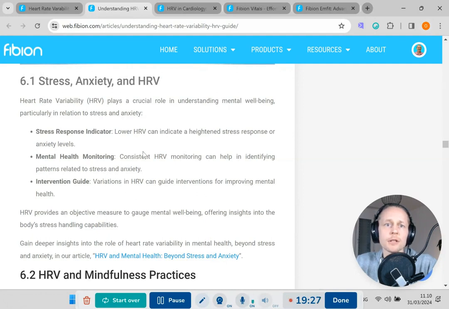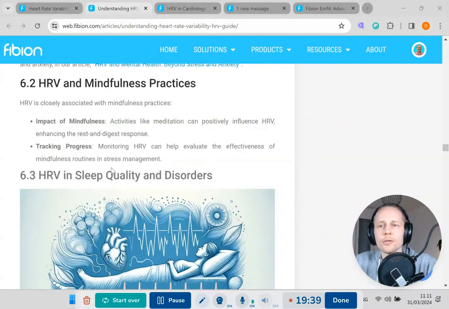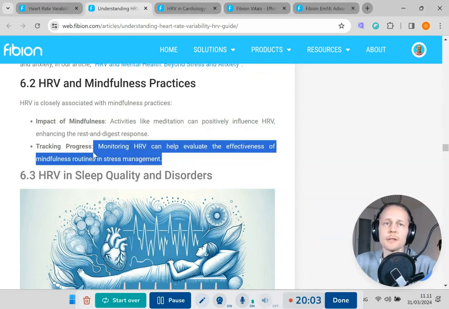So consistent heart rate variability monitoring can help in identifying patterns related to stress and anxiety. And as it is a good indicator of stress and recovery, you can also use it, for example, if you are measuring it during mindfulness meditation practices, you can see how well you are able to relax and activate your parasympathetic nervous system. And you can also use it to track progress in this kind of practices.